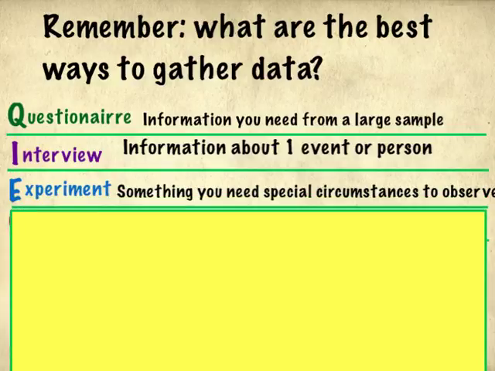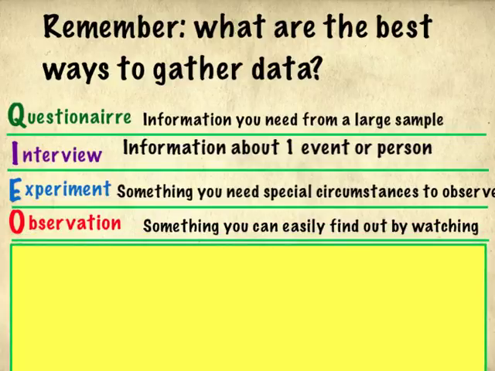An experiment is something you need special circumstances to observe. What that means is you need to set up a controlled environment, someplace where things happen a certain way. Then you would want to do an experiment. Observation is something you can easily find out by watching. It's something like an experiment, except that you don't really need to set anything up. This would be more like, how many kids are using the new playground at school? I can find that out just by watching. I don't need to set anything up.